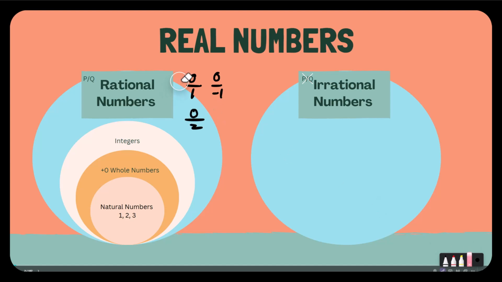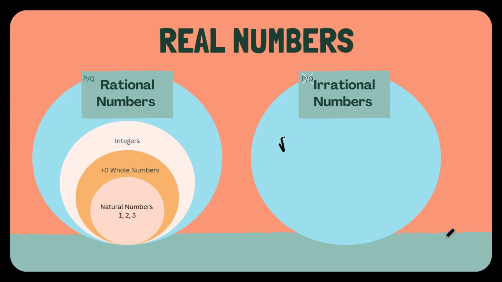I hope the concept is clear. So we have rational and irrational. Rational numbers are those numbers that can be written in the form p by q. Irrational numbers cannot be written in the form p by q. Very simple, right? Okay, now let's move on and understand more about these concepts.